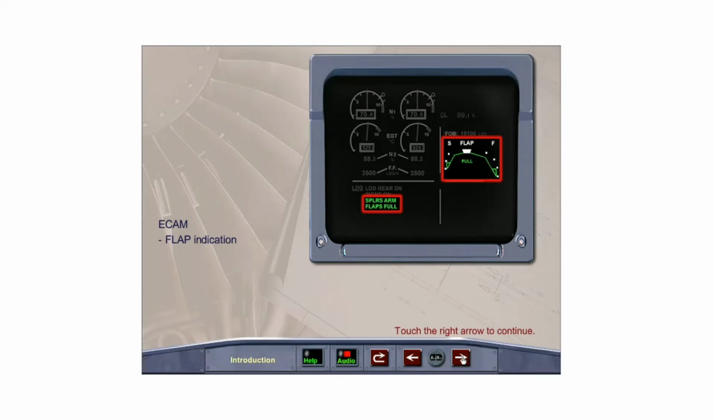The flaps and slats position indicator is found on the upper ECAM display unit. Additional flight control information is found in the memo section.